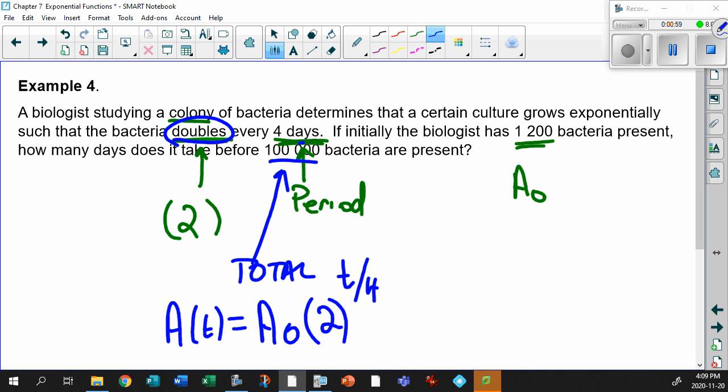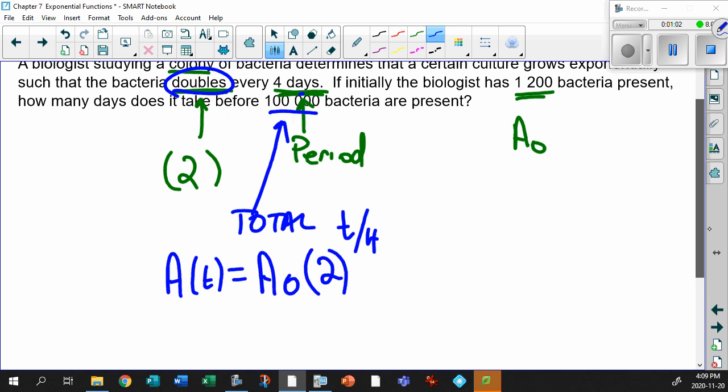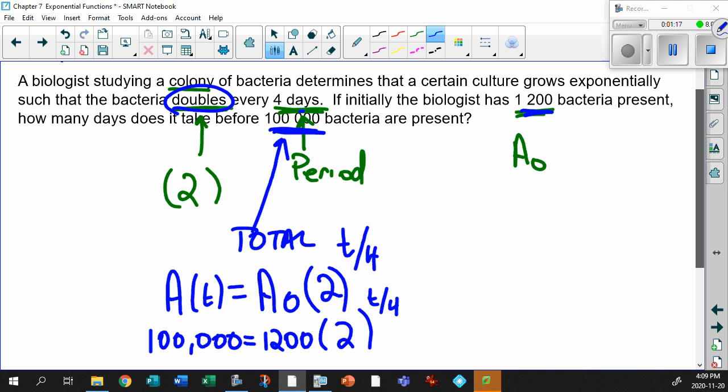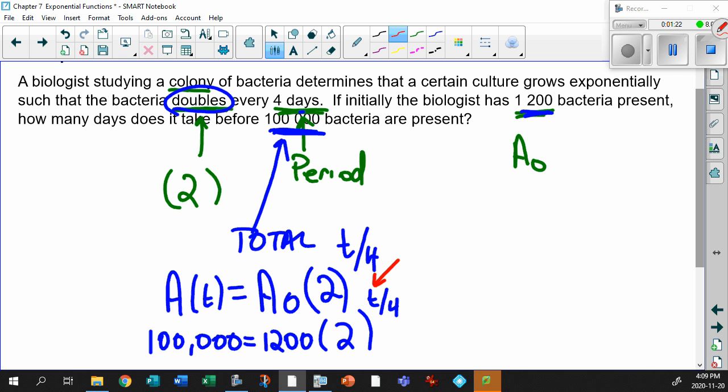Cool. So substitute in more things here. You started with 1,200 bacteria, so this is now 1,200. This is now 2 to the power of T over 4. This here is 100,000. So guess what you have to solve for? How long does it take? Of course, because your period is in days, your T is also going to be in days. And it asks you how many days. See how the days and days all work out.